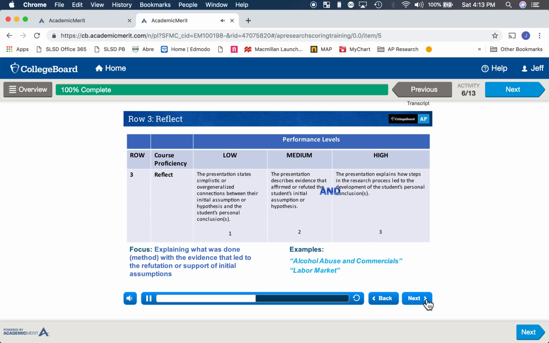Although the presentation gives us the student's conclusions and a description of evidence that affirms or refutes the student's original assumptions or hypotheses, the presentation cannot move over into the high column because there's almost no description of how the researcher chose or interpreted the evidence to arrive at the conclusion. For example, what's the rationale for choosing the countries and the parameters that were analyzed? It's very unclear, at time 5:20.